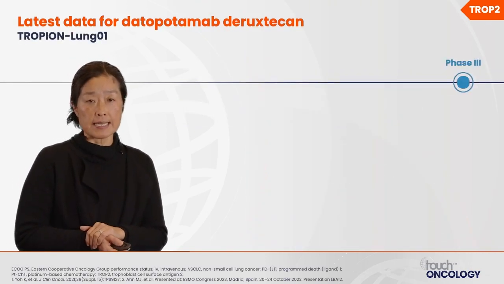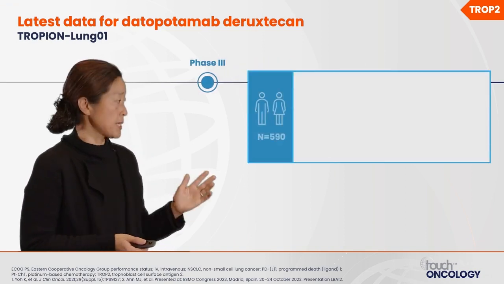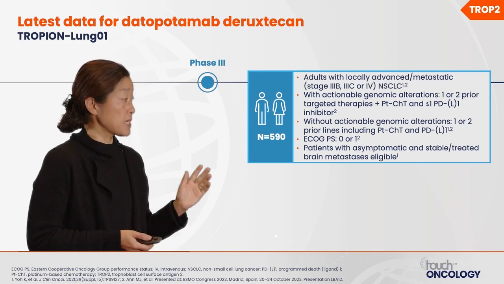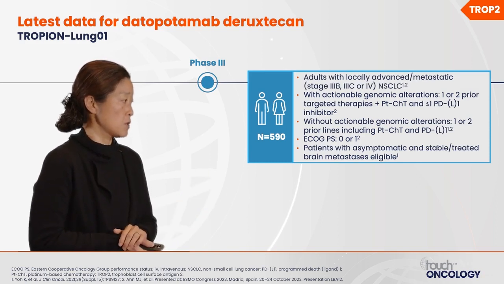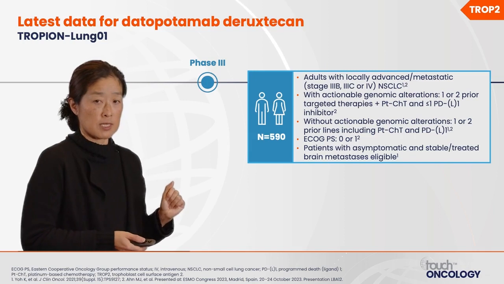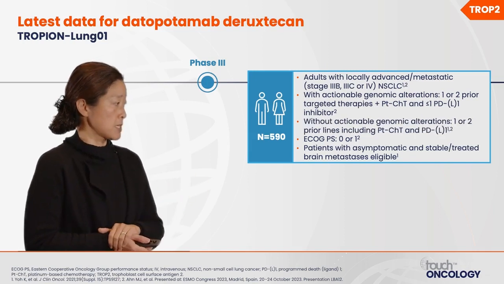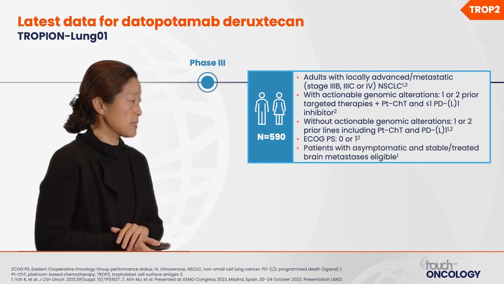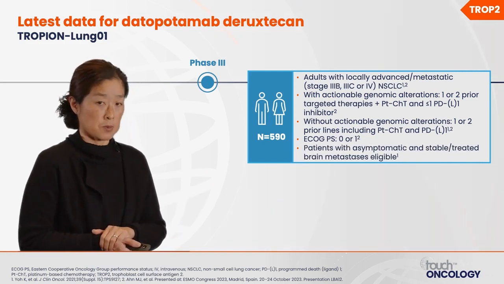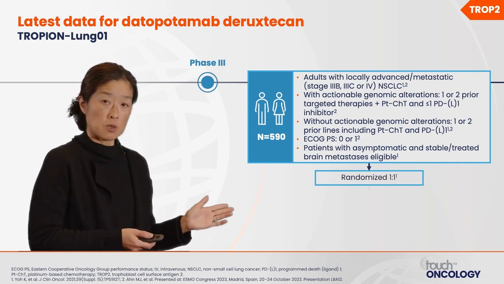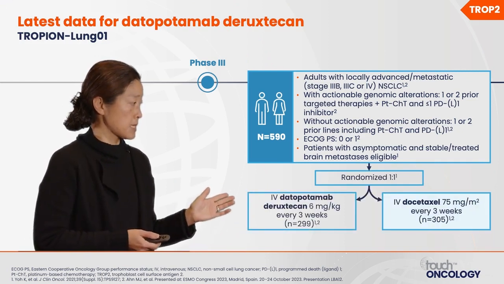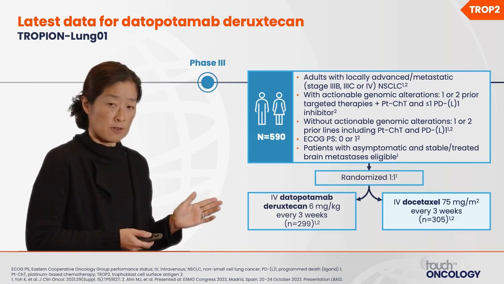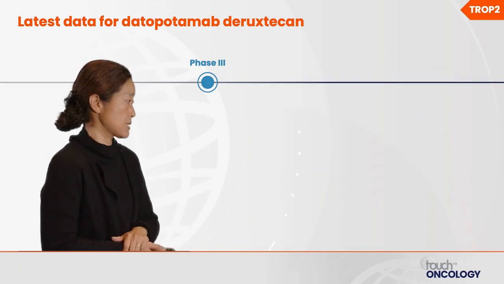TROPION-Lung01 is the latest data with datopotamab deruxtecan. As a reminder, this is the study schema shown here. This was a phase 3 study. Patients with advanced non-small cell lung cancer were enrolled. Both actionable genomic alterations and the absence of actionable genomic alterations were allowed. Patients had to have good performance status, and asymptomatic or stable and treated brain mets were eligible. Patients were randomized to one of 2 arms: the IV datopotamab deruxtecan at 6 mg per kg given every 3 weeks, or IV docetaxel 75 mg per meter squared given every 3 weeks.